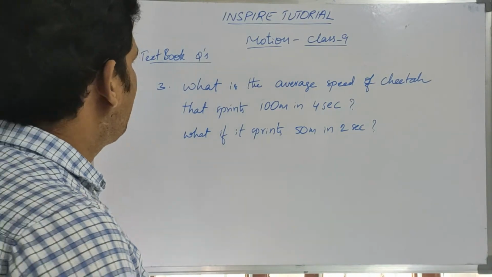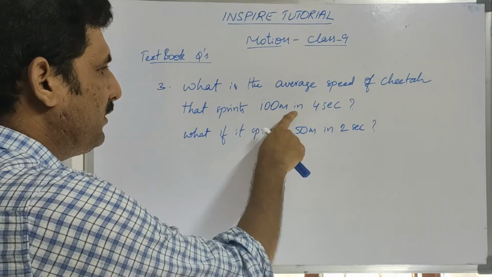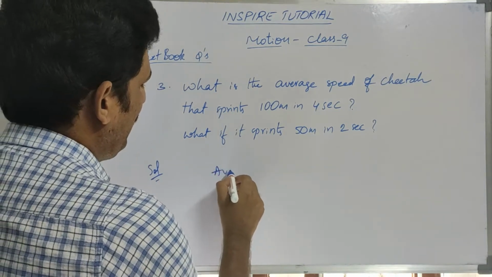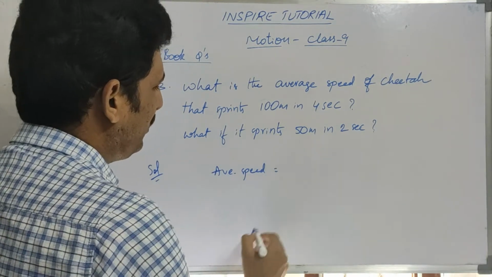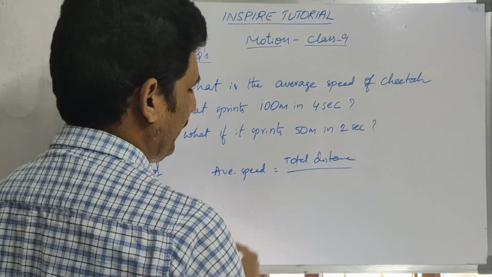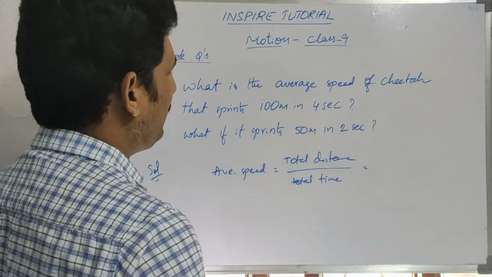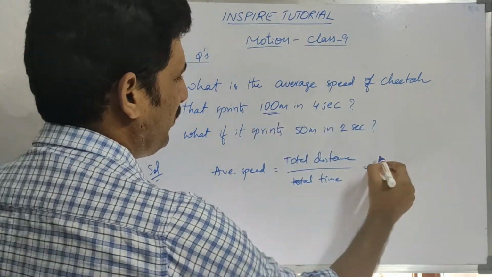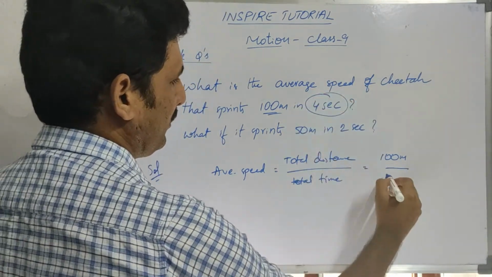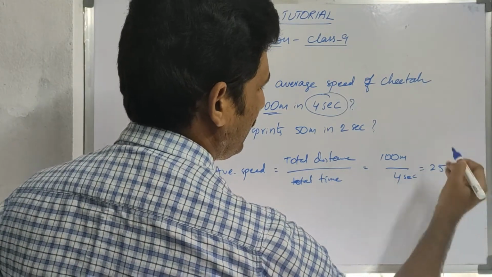And the third one is, what is the average speed of a cheetah that sprints 100 meters in 4 seconds? So the average speed can be calculated. Average speed equals the total distance covered divided by total time taken. So in this case, the cheetah covers a distance of 100 meters divided by the total time taken, 4 seconds, which equals 25 meters per second.